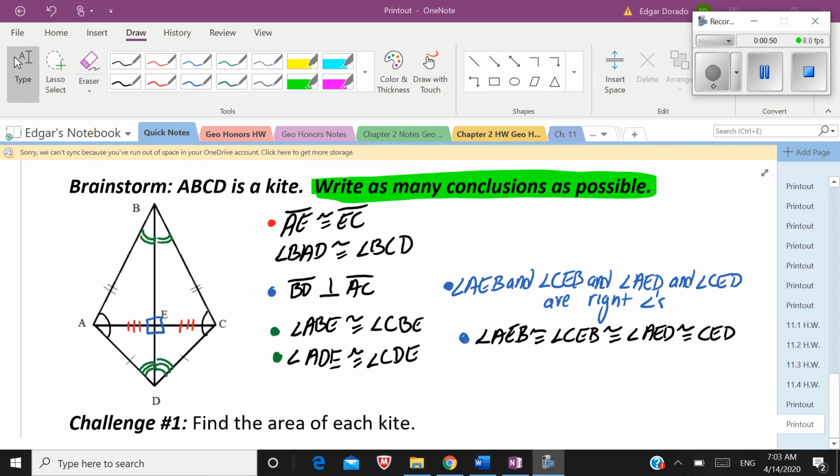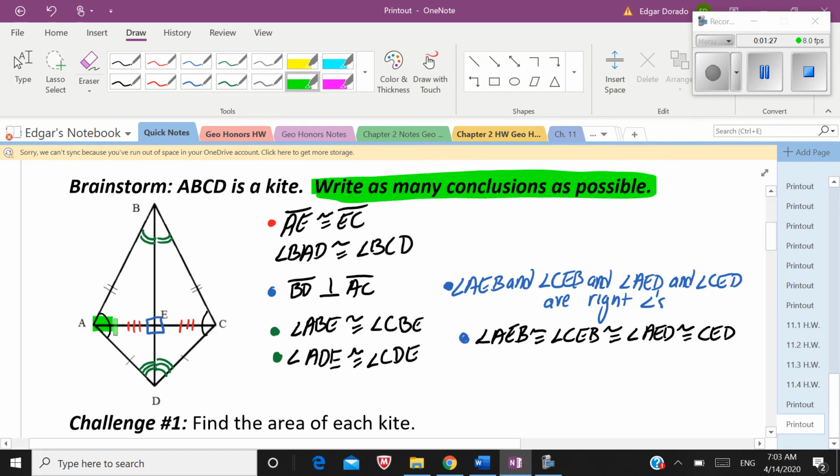Alright guys, now that we're back, let's see some of the ones that I came up with here. One of the biggest ones that I remember is that in a kite, one of the diagonals is the perpendicular bisector of the other. In this case, BD perpendicularly bisects AC. Remember, a kite has two sets of congruent disjoint sides, and the diagonals are going to be perpendicular. More specifically, one of the diagonals is the perpendicular bisector of the other.